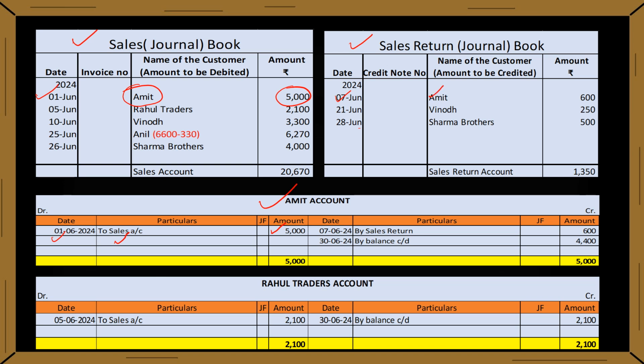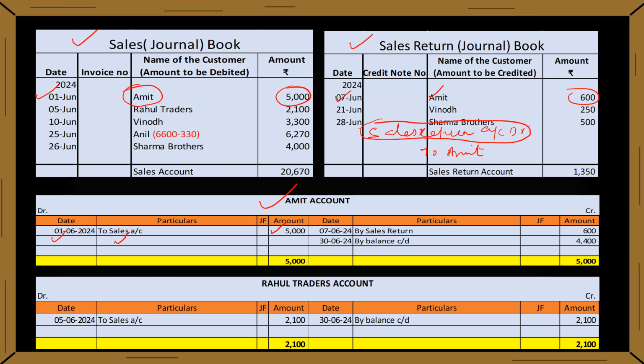Okay, of rupees 600. Journal entry for sales return is what? It is the opposite of sales, no? So the journal entry for sales return is sales return account debit to Amit. What did we do in the journal entry? Opposite of Amit in the journal entry is sales return, that we have debited here.